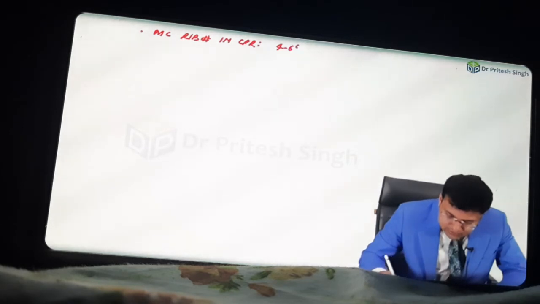Questions are frequently asked about rib fracture. So what is the most commonly fractured rib during CPR? The most common rib fracture in CPR is the 4th to 6th rib.